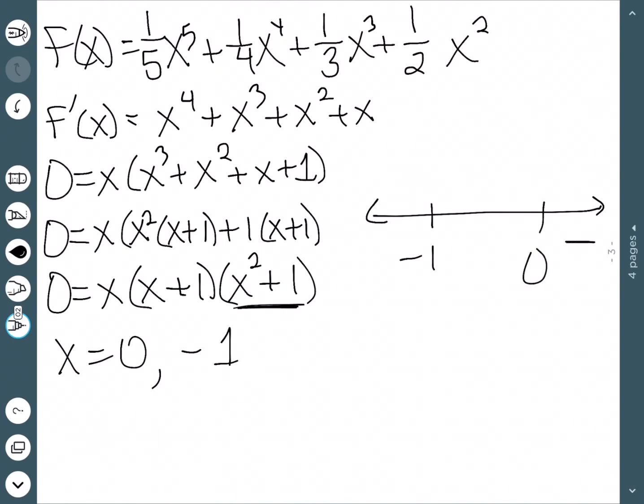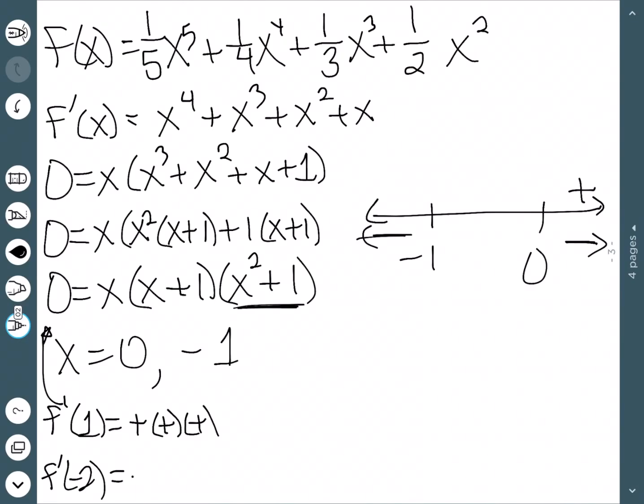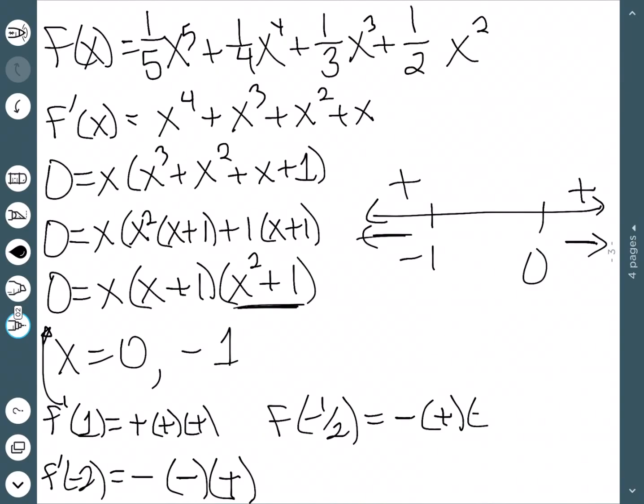Let's start considering numbers. For f prime of 1, once again, the factored form makes this a lot easier. I have a positive number times a positive number times a positive number. That will be positive. For a number like negative 2, I would have negative 2, negative 2 plus 1, and then negative 2 squared is positive times 1, which will be positive. For a number like negative 1/2 in the middle, I would have a negative times a positive, which will be negative. So I'm increasing, decreasing, and increasing. So negative 1 is my max and 0 is my min.